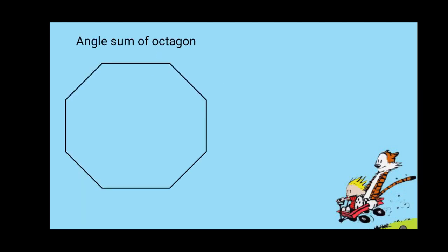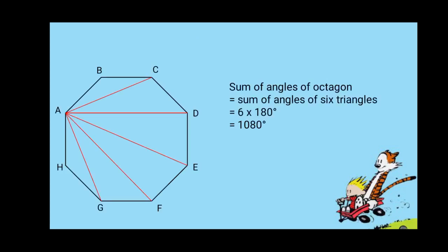What is the case of an octagon? Octagon can be divided into 6 triangles by drawing diagonals from one vertex to all the other vertices of octagon. So, the sum of angles of octagon is equal to the sum of angles of 6 triangles, that is equal to 6 into 180 degree, that is equal to 1080 degree.